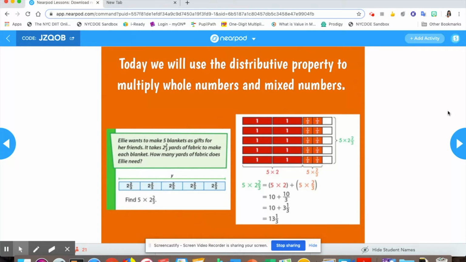So as you can see here in the example, Ellie solved this problem by doing 5 times 2, and she got 10, as you can see in the first equation. And then she multiplied 5 times 2/3 and got 10/3. Now, if you look at the example, in the third equation, it says 10 plus 3 wholes and 1/3. Why do you think Ellie wrote 3 wholes and 1/3 instead of 10/3?